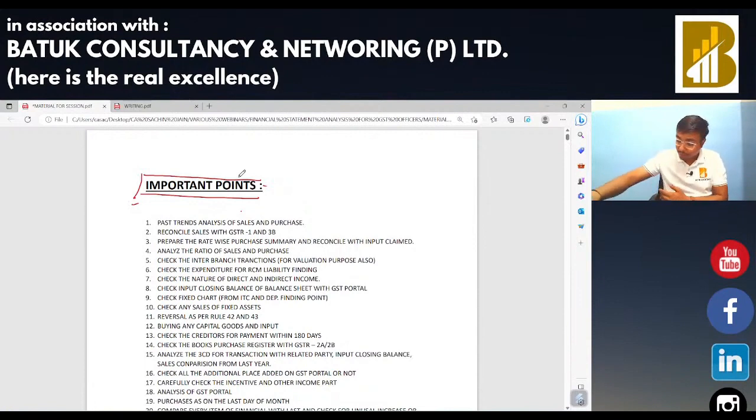I know today is Sunday and we need to complete the session on time, so I want to complete the session within 2 to 2.5 hours, and cover each and everything related to the analysis of financial statements from the GST audit point of view.